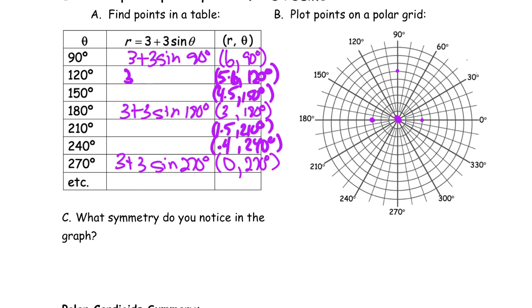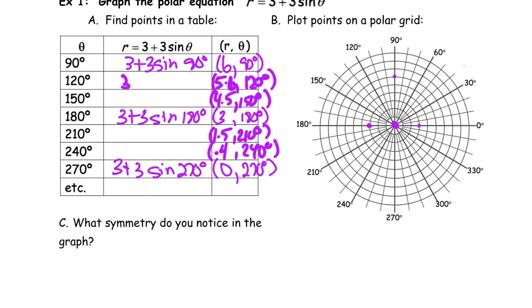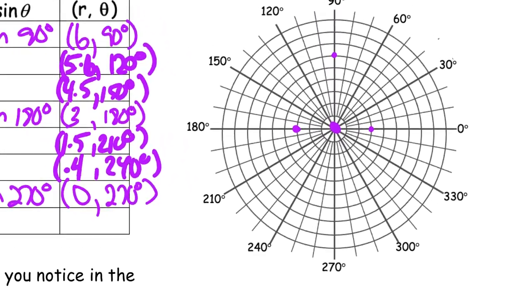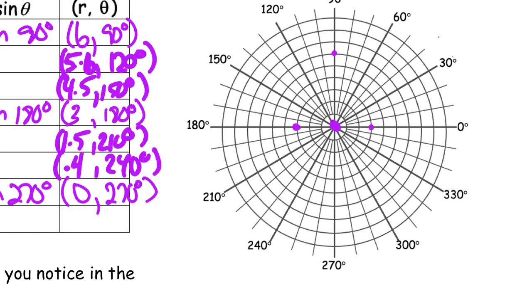0.4. Okay, so now we're going to go to graphing these. So we've already graphed some. We got 5.6 at 120. So if I go toward 120, I'm going to count 1, 2, 3, 4, 5, and about right there. Didn't show up very well. I'm blowing it up on mine. It's not blowing it up over there.